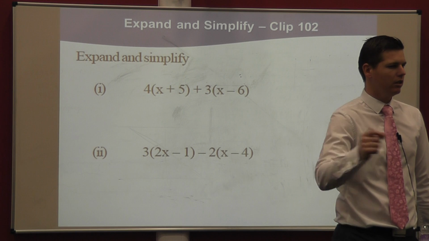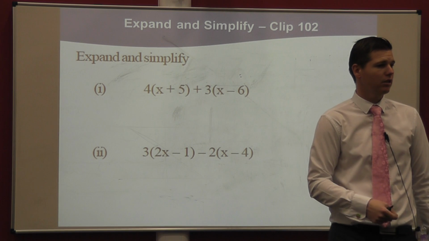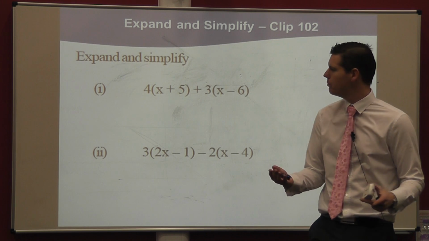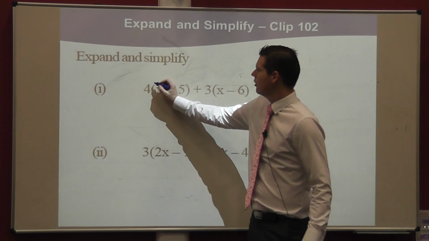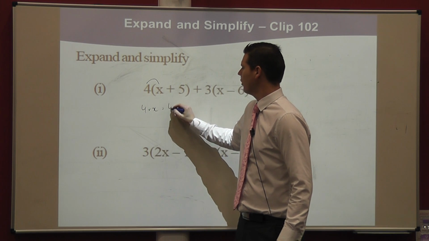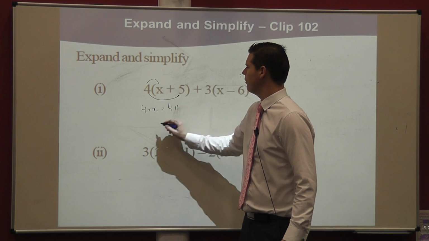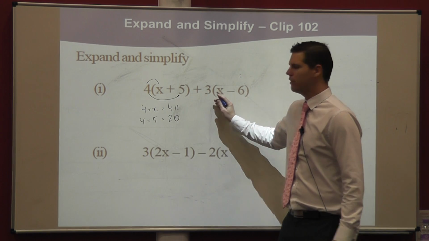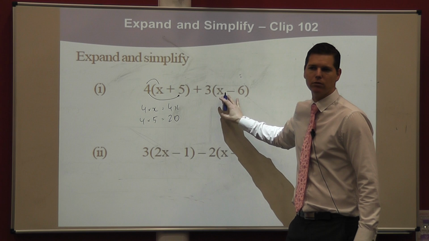Times it by the x. Is that all? Times it by the x, times it by the 5. Multiply everything inside the bracket by the number at the front. So in this case, 4 times x is 4x. 4 times 5 is 20. In this case, why is this part more difficult?